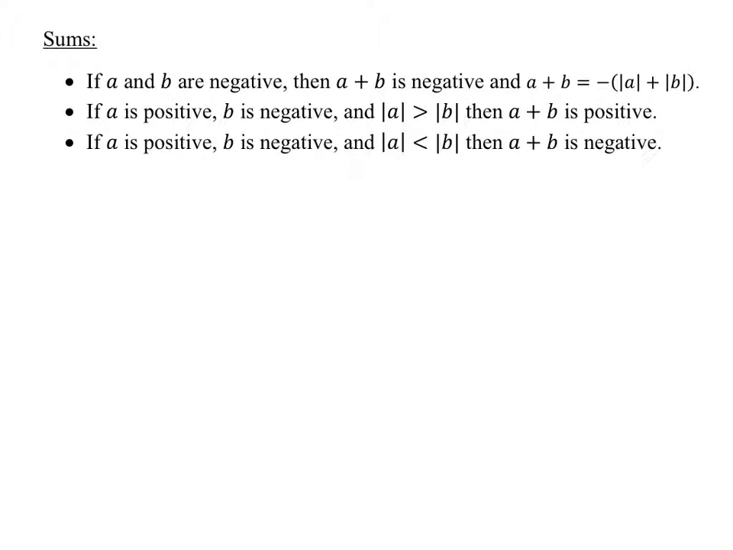It's the same thing. If A is positive and B is negative, and the absolute value of A is greater than the absolute value of B, then it is positive. Now, let's go through this. Pick numbers that fall into this case. A is positive. Give me a number. 8. Give me a number for B that's negative, whose absolute value is less than 8. -4. 8 plus -4 is simply 4. It is positive. That's what the second rule says.